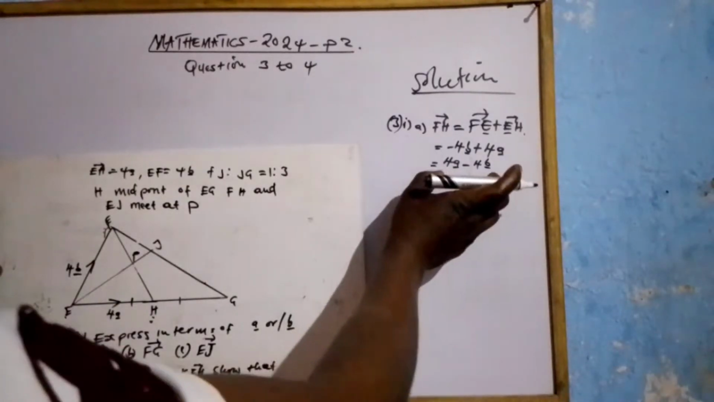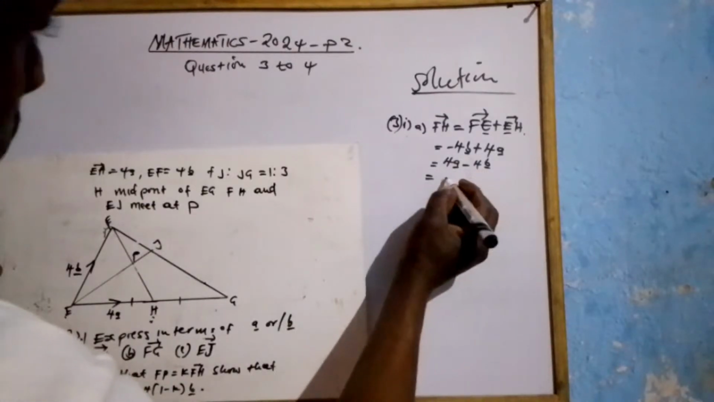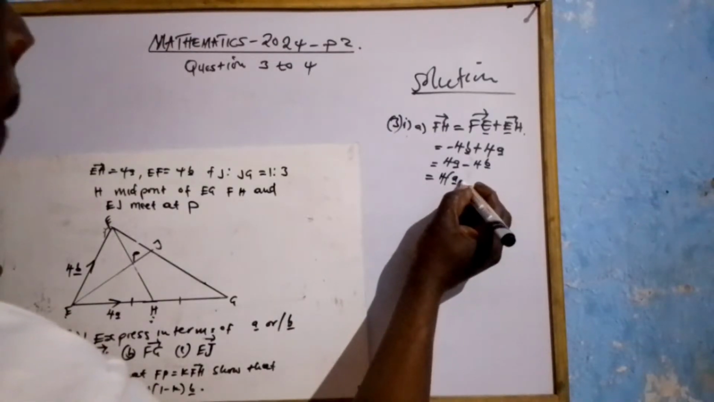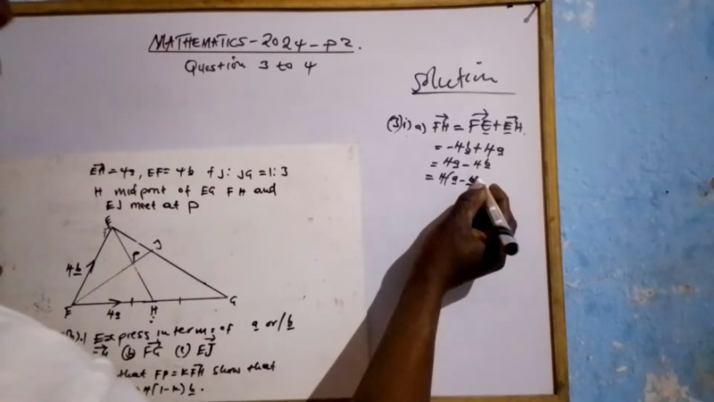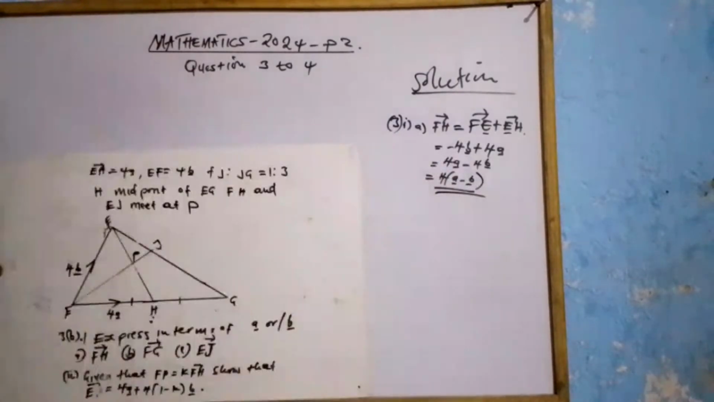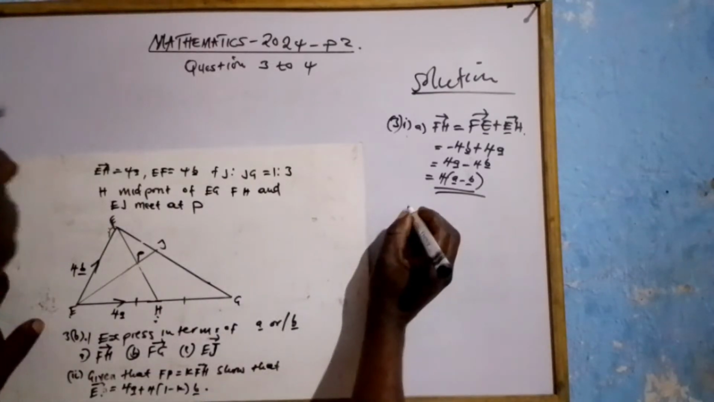This still continues. We have to factorize here. What is common? It is 4. So 4 outside, then open bracket, a minus b, and close bracket. This is the answer for the first question, which is FH.